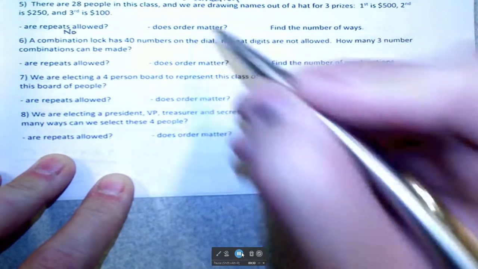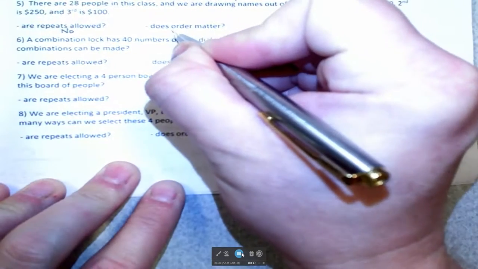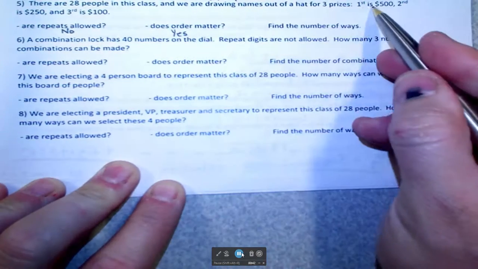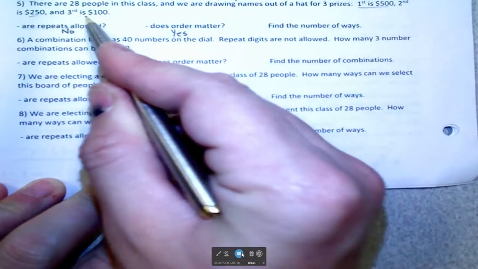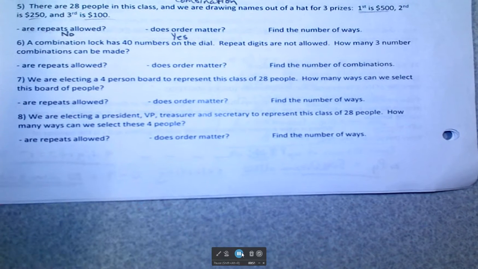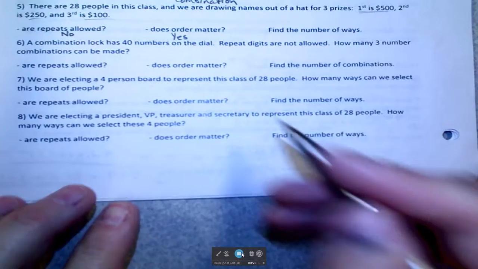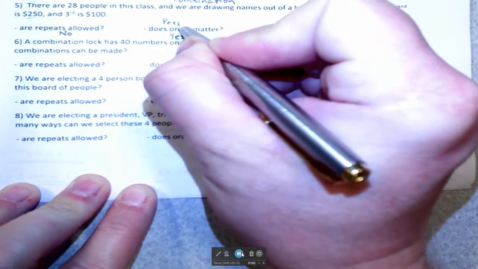Does the order matter? Now, for our free trip to Hawaii, the answer was no, because you win a free trip regardless of when I picked your name. Here, the answer is yes. Why? Because first prize is worth more than second and third prize. So because first prize is worth more, it does matter. You want to be first. You don't want to be third, you want to be first. Order matters. So since there are no repeats and order matters, this is a permutation.